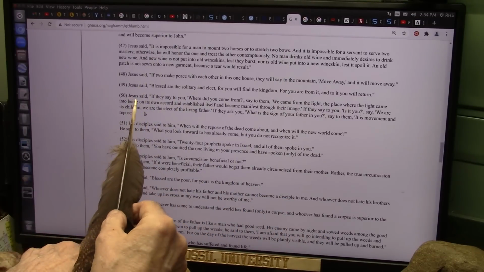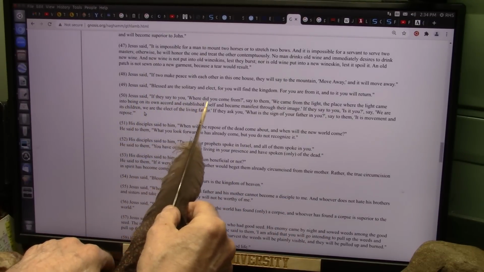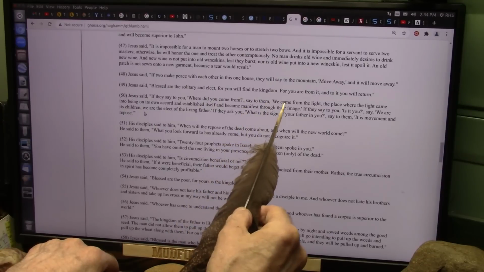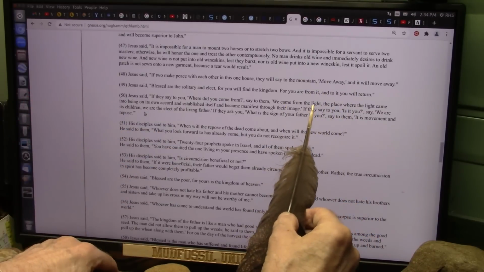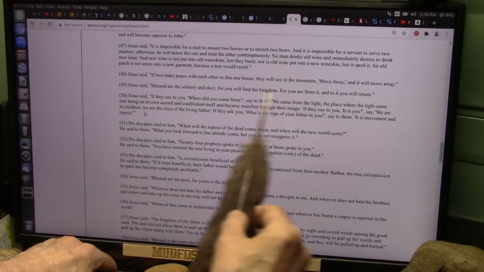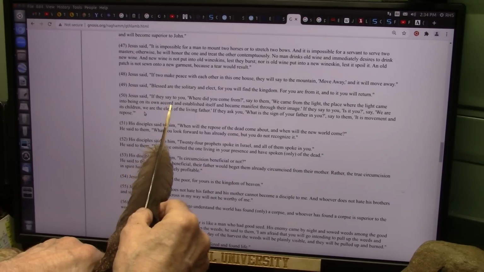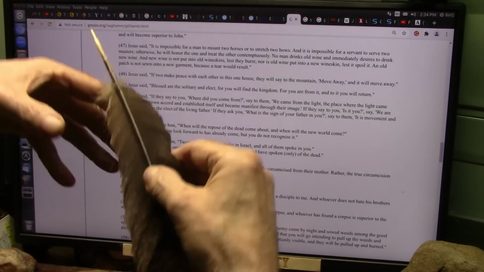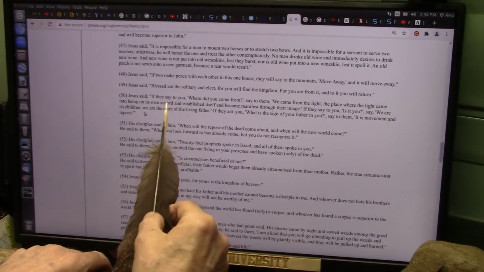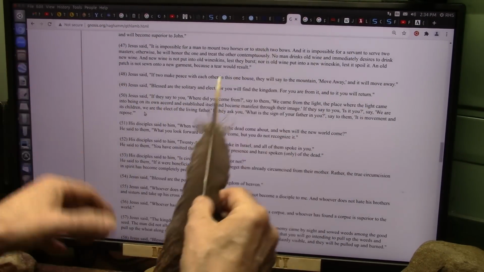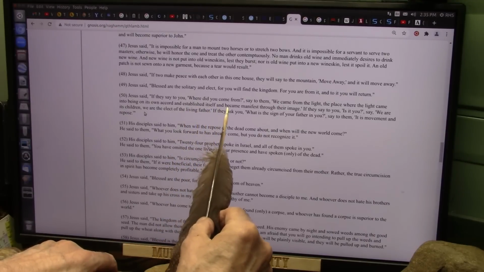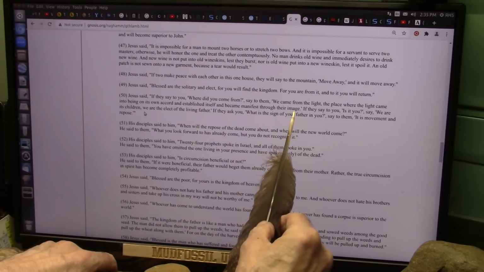And Jesus said, if they say to you, where did you come from? Say to them, we came from the light. Well, where does the light come from? It's the sun. We came from the light, the place where the light came into being on its own accord. Exactly. The sun makes it just come out. It happens because it's scrubbing through the universe, and it comes out of its own accord, and it establishes itself and became manifest through their image.